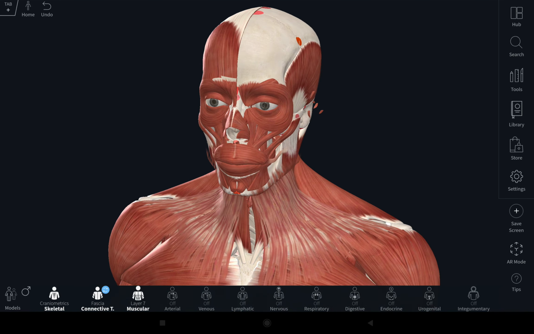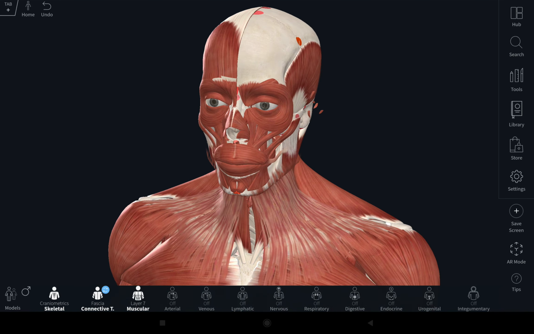Then focus on your jaw. The muscles here are the superficial part of masseter muscle. This is one of the muscles of mastication. This is the superficial part of masseter muscle, right side, and this is the superficial part of masseter muscle of left side.